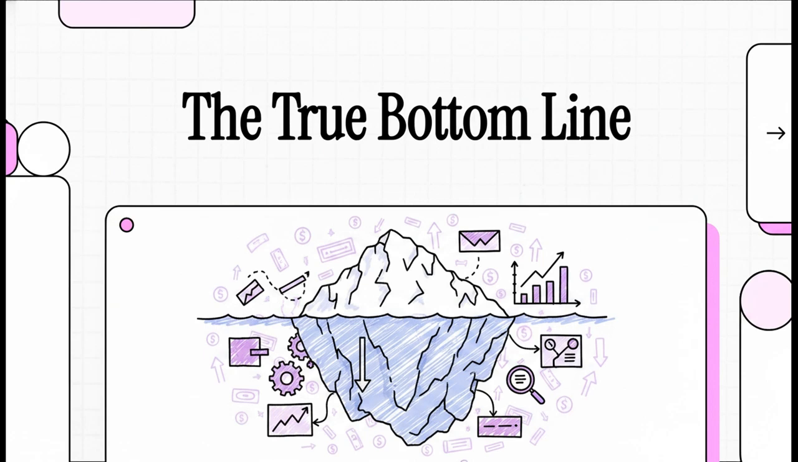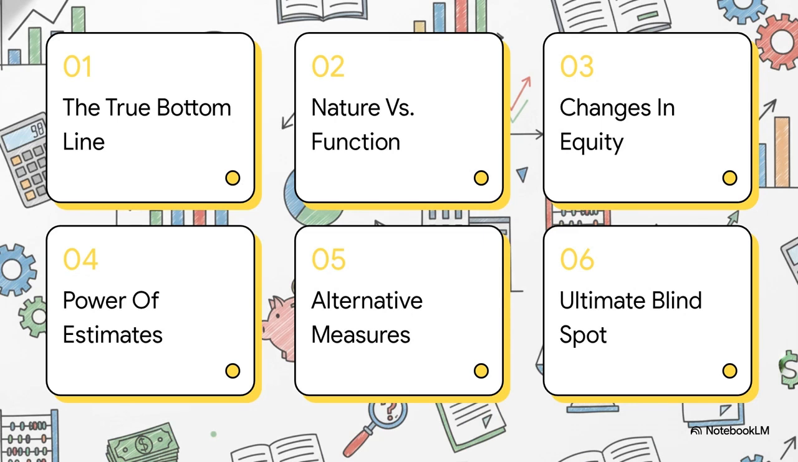Let's get started. So here's our roadmap for today's explainer. First, we'll cover the true bottom line, then nature versus function reporting, tracking changes in equity, the power of estimates, the alternative measures trap, and finally, we'll wrap up with the ultimate blind spot.